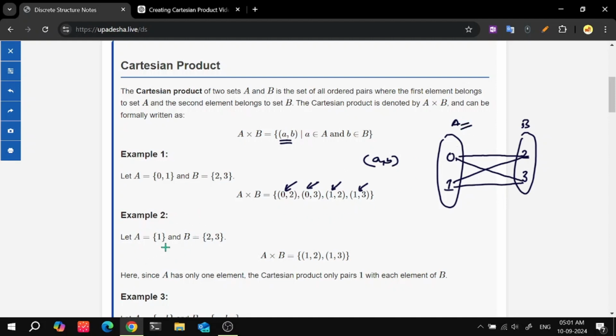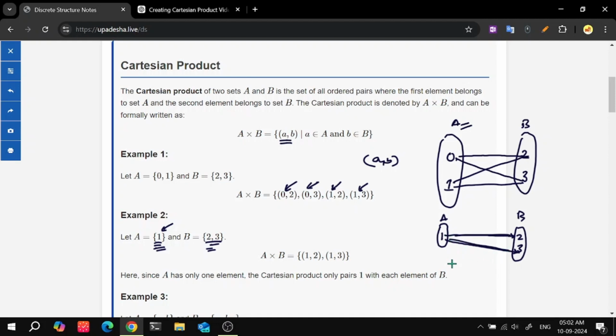If you take the next example, A is a set containing only one element, 1, and B is a set containing two elements, 2 and 3. If you take the cross product of {1} and {2, 3}, we get (1, 2) and (1, 3).